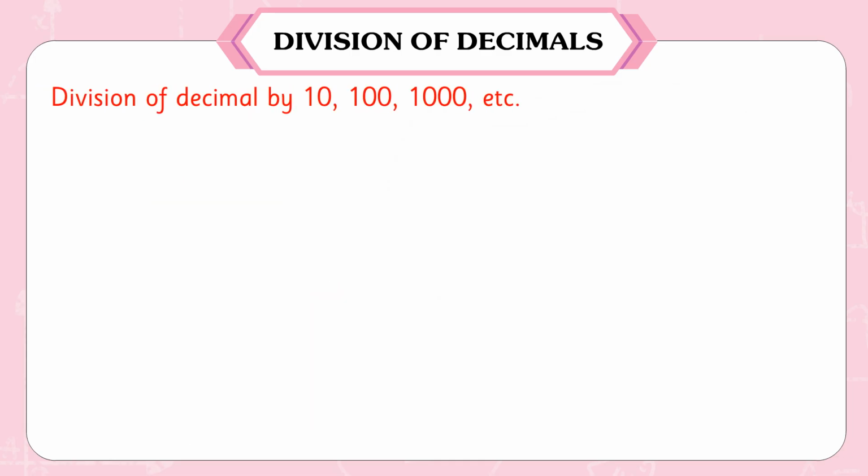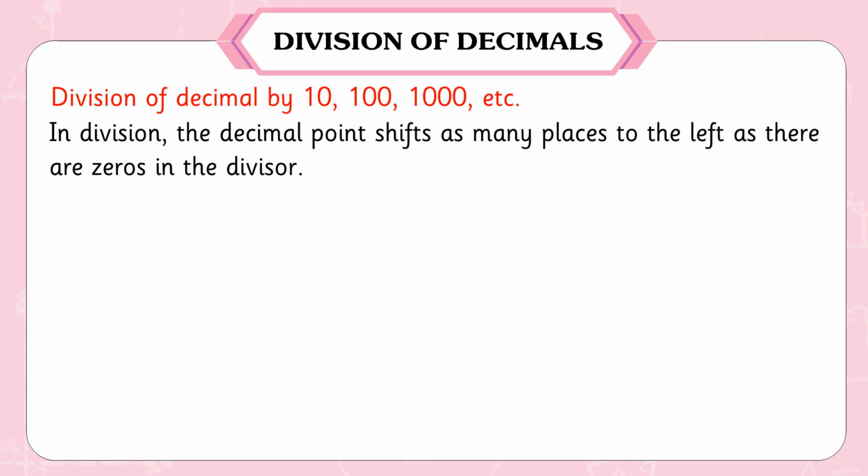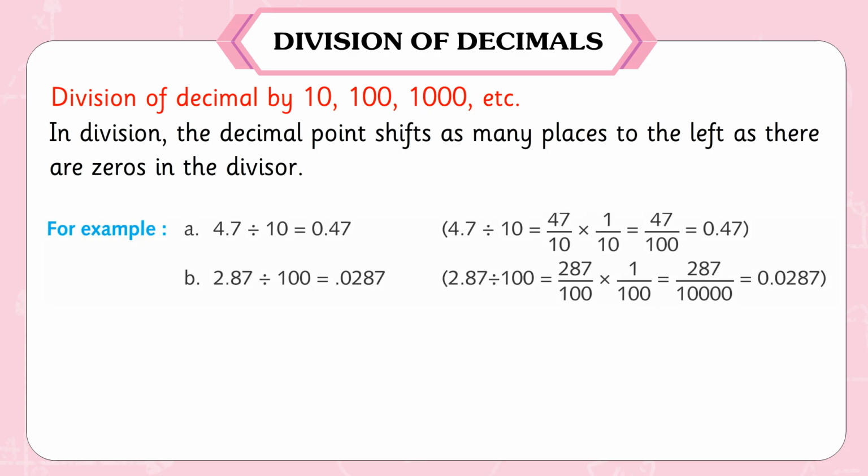Division of decimal by 10, 100, 1000, etc. In division, the decimal point shifts as many places to the left as there are zeros in the divisor. For example, (a) 4.7 divided by 10 is equal to 0.47. 4.7 divided by 10 is equal to 47 by 10 into 1 by 10 is equal to 47 by 100 is equal to 0.47.